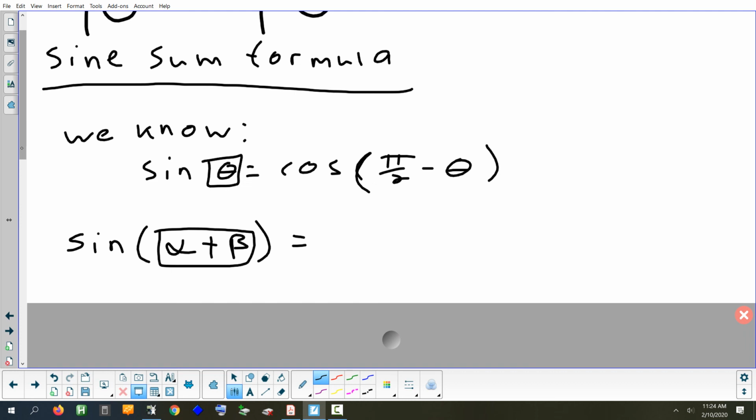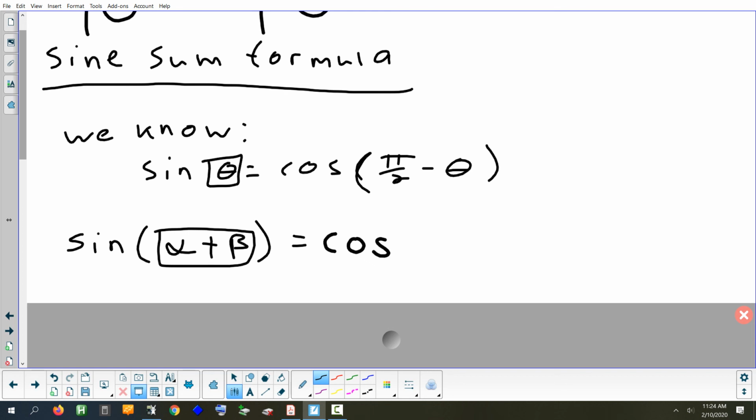Okay, so to figure this out, it's gonna have to boil down to one of the formulas we already have. We're either gonna turn this into a cosine difference, or we're gonna turn it into a cosine sum. So we're going to turn it into a difference, because I'm giving you a way that if you have the sine of, let's call it square, it's equal to cosine of pi over 2 minus square, whatever's in the square.